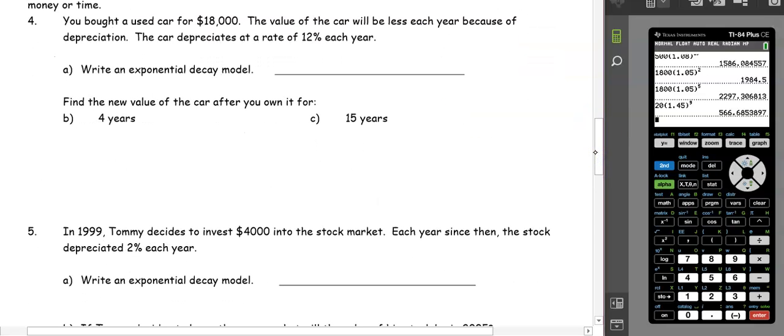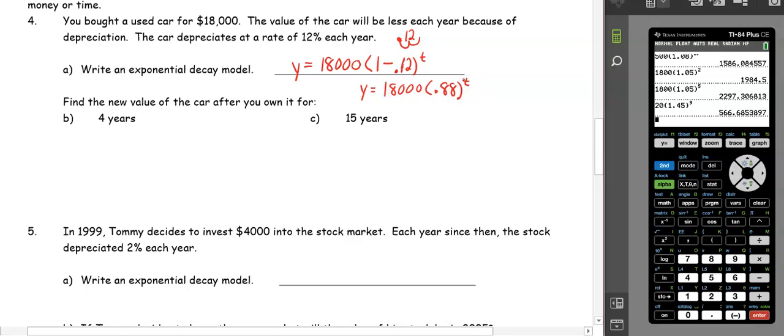So in number 4, you bought a used car for $18,000. The value of the car will be less each year because of depreciation. The car depreciates at 12% each year. So in our exponential decay, we're going to have y equals, the start value is 18,000 times 1 minus our percent. So if our percent is 12, we're going to turn that into a decimal of 0.12 to the t, which would get us y equals 18,000 times 0.88 to the t power.